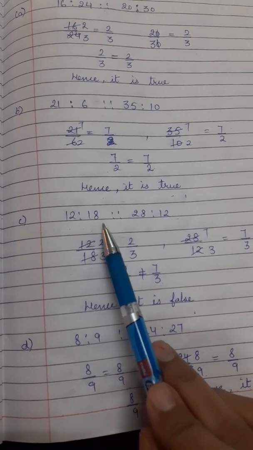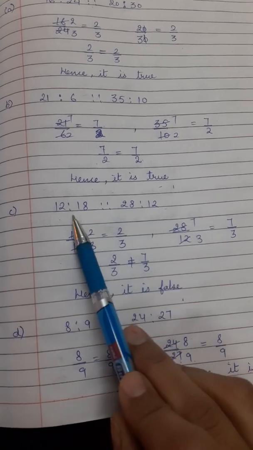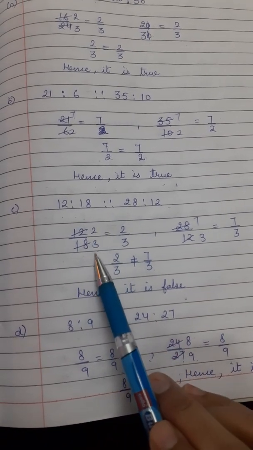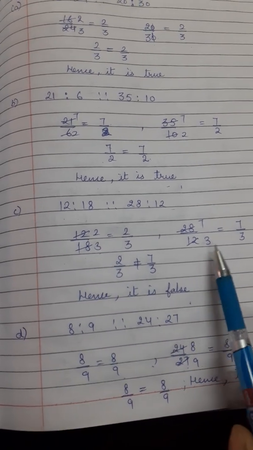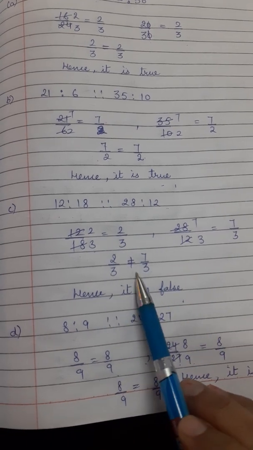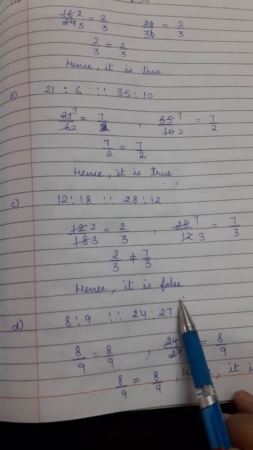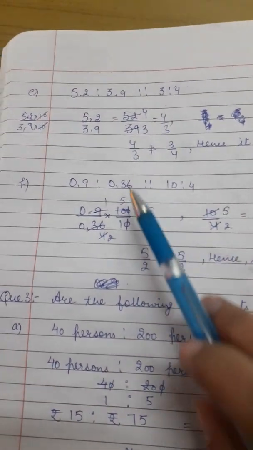C part 12 ratio 18, 28 ratio 12. We will solve 12 ratio 18, beta, 2 upon 3 will come. It cancels by the table of 6, 6 twos are 12, 6 threes are 18. Here 4 sevens are 28, 4 threes are 12. So 2 upon 3 is not equal to 7 upon 3, so it is false. In this way you will do D part, E part and F part.